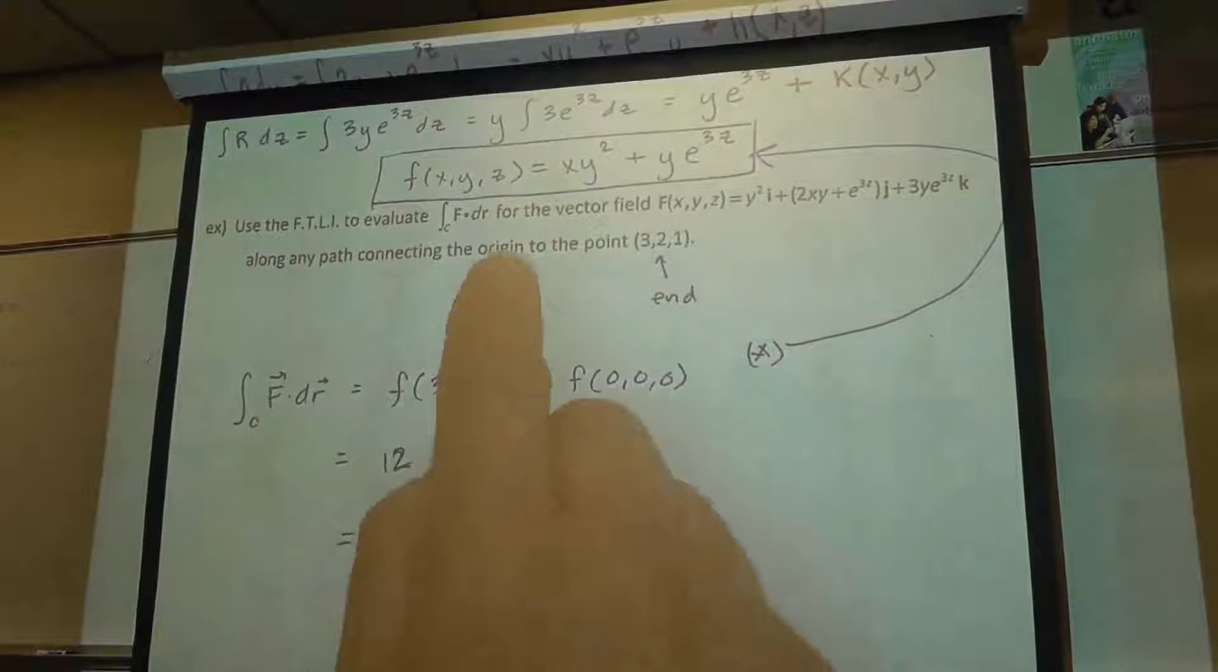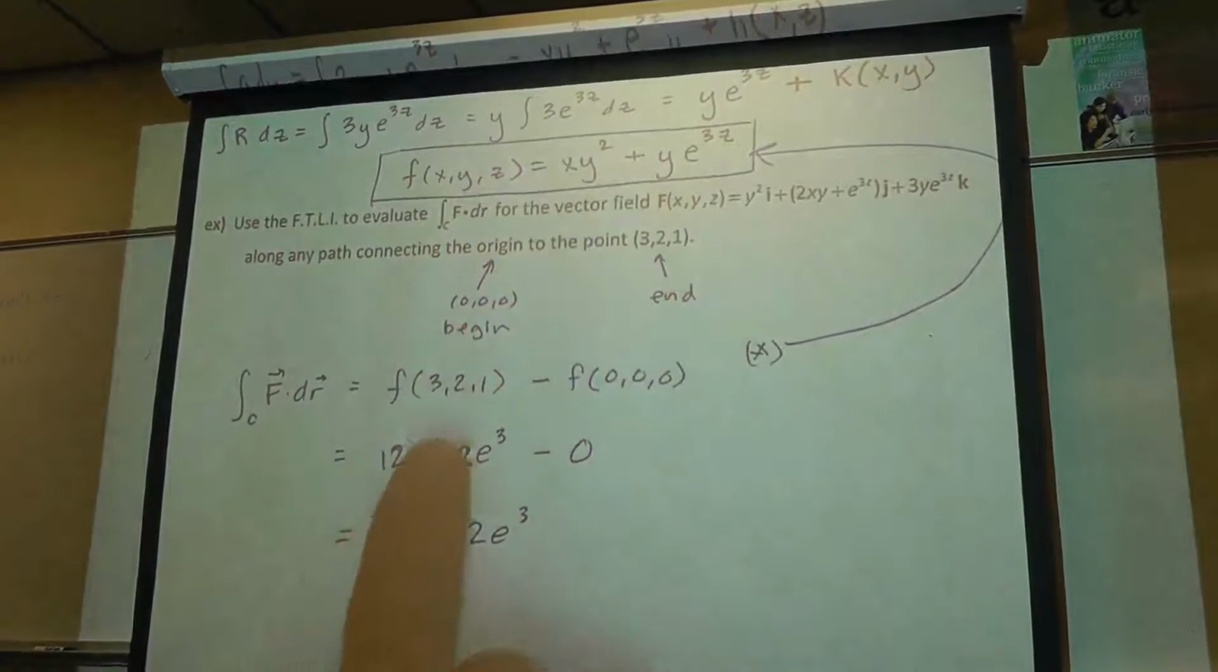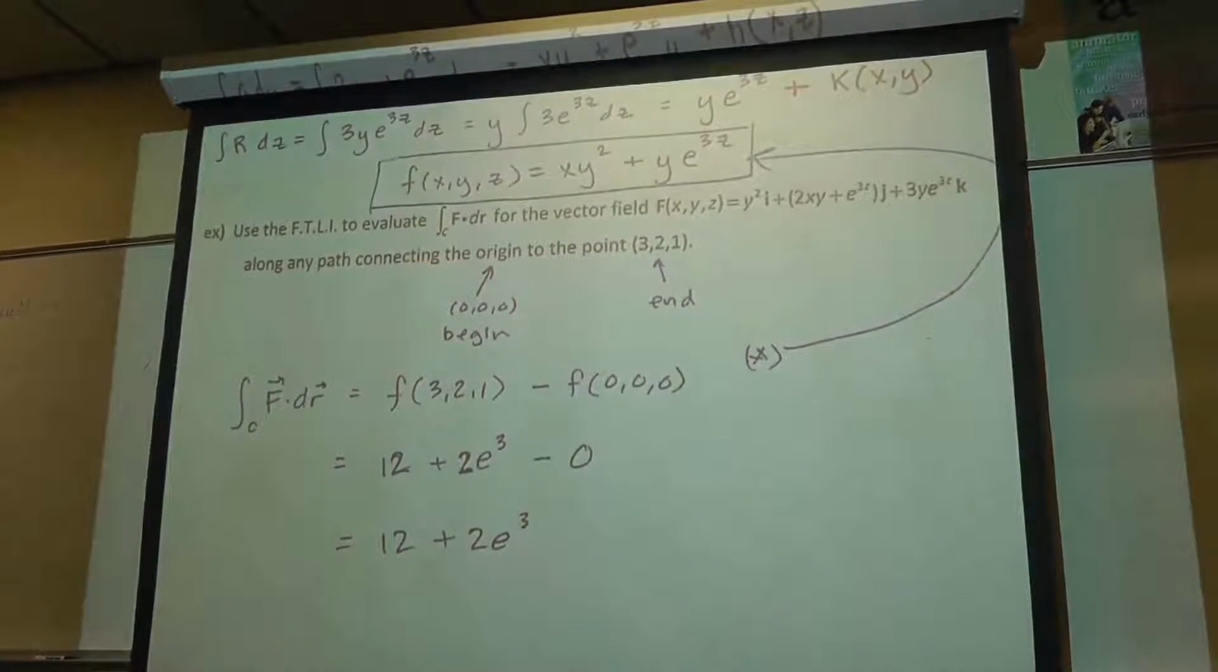So you can do the anti-gradient like this, and then plug your endpoint in minus your beginning point plugged in.